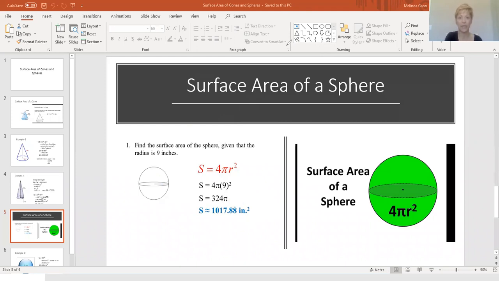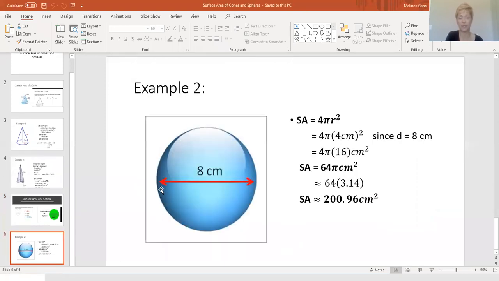So let's go look at an example. Here we go. Now this one, instead of giving you the radius, I gave you the diameter, because sometimes they'll do that. But you know, you're smart. You know how to do this. Easy peasy. If it's 8 all the way across the circle on the diameter, remember the radius is going to be half of that. So you would know the radius is 4. Since the diameter is 8, the radius is half of that.